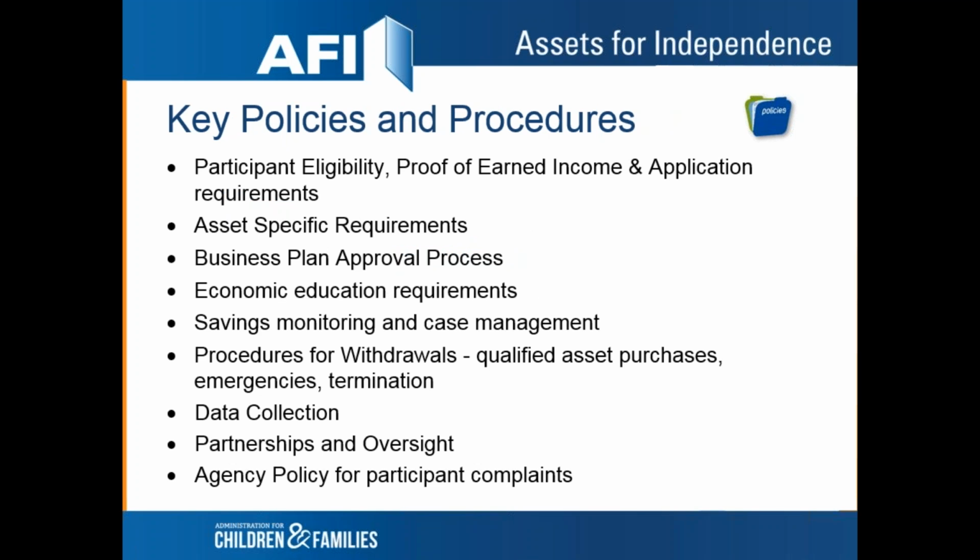Through this orientation series, we've made mention of various policies, procedures, and paperwork that grantees should consider. This slide lays out several key areas for which you should have written policies and procedures, including participant eligibility, proof of earned income and application requirements, asset-specific requirements, a business plan approval process, economic education requirements, savings monitoring and case management, procedures for withdrawals, both qualified asset purchases, emergencies, and termination, data collection, partnership and oversight, and an agency policy for participant complaints.